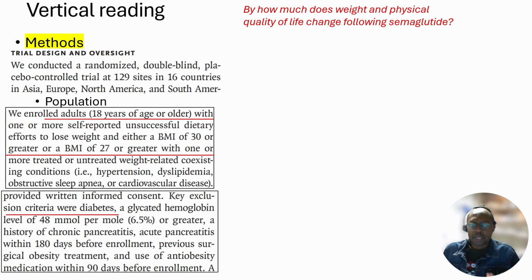The reason this is important to note is that by the time you're looking at several papers, you want to be sure you're comparing apples to apples. If there was another study that also looked at Ozempic or semaglutide and it included diabetic people, then you will not be comparing the same study, the same effects, pretty much.